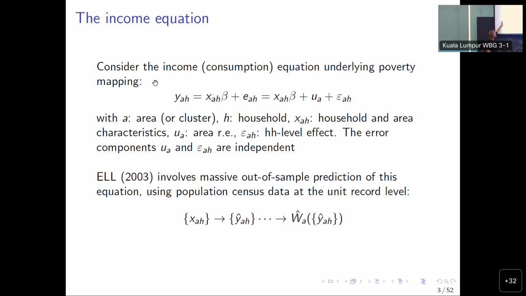Now, in ELL, we have this massive out-of-sample prediction exercise, where ELL estimates the distribution of those errors. And then once the unconditional distribution is estimated, when they impute household consumption for every household, they just draw both the location error and the household error from the unconditional distributions. Right? So for those areas that are covered by the survey, it doesn't try to actually estimate the location error.